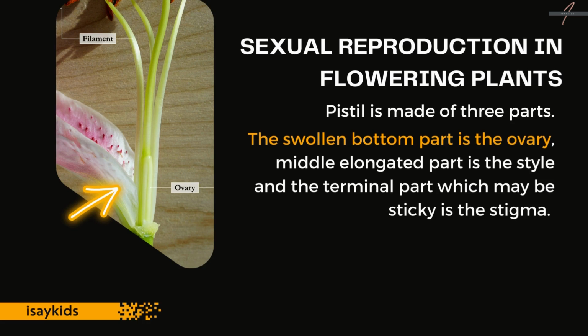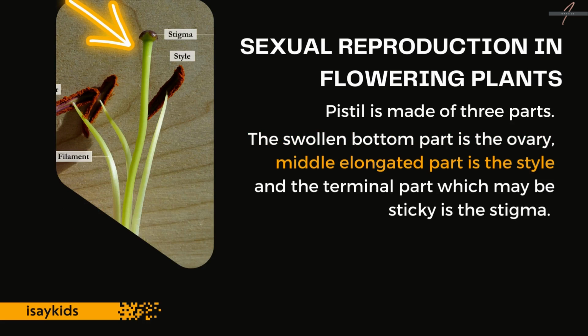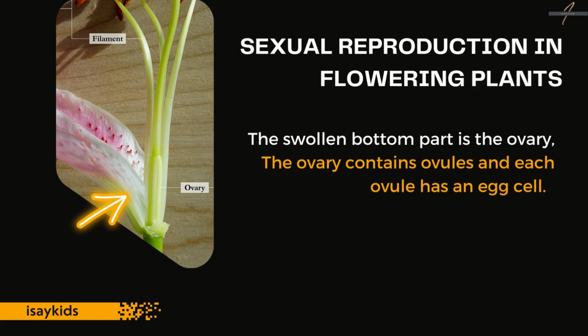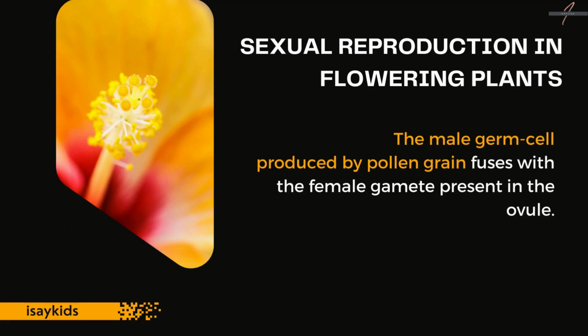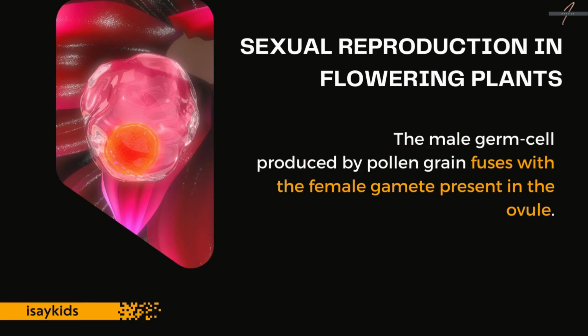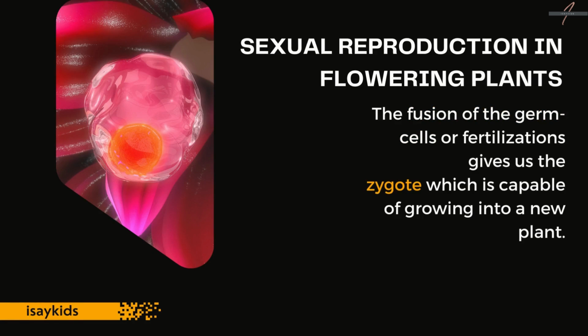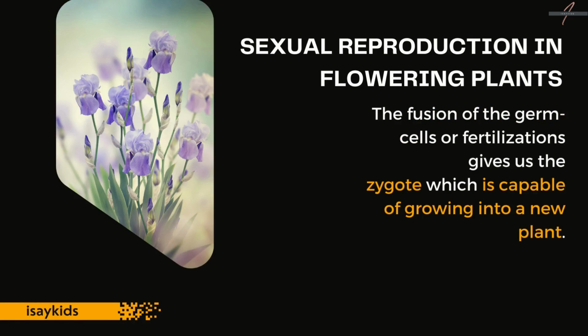The swollen bottom part is the ovary, middle elongated part is the style, and the terminal part, which may be sticky, is the stigma. The ovary contains ovules and each ovule has an egg cell. The male germ cell produced by pollen grain fuses with the female gamete present in the ovule. This fusion of the germ cells or fertilization gives us the zygote, which is capable of growing into a new plant.